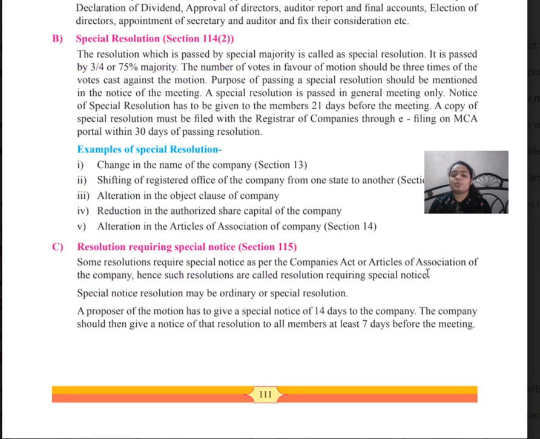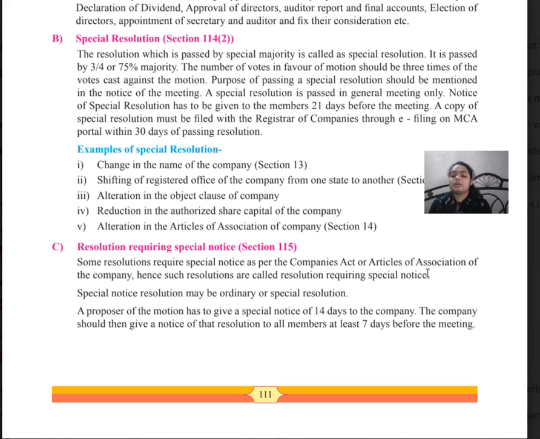These are the examples of special resolution. Then, resolution requiring special notice. Some resolutions require special notice as per the Companies Act or Articles of Association of the company. Hence, such resolutions are called resolutions requiring special notice. A special notice resolution may be an ordinary or special resolution. A proposer of the motion has to give a special notice of 14 days to the company. The company should then give a notice of that resolution to all the members at least 7 days before the meeting.